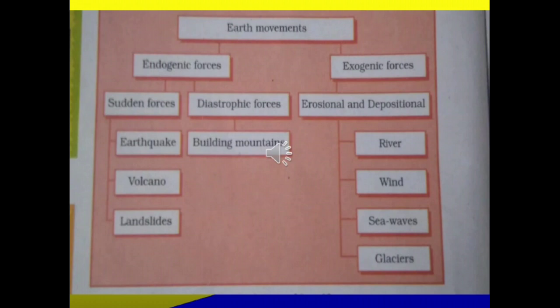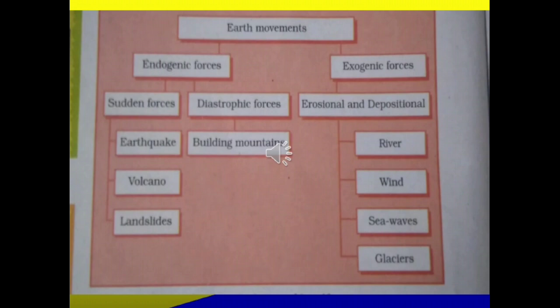In this, some forces are sudden and some are diastrophic forces. Sudden forces work from inside the earth like volcanoes, earthquake, etc. and cause mass destruction on the earth's surface. On the other hand, diastrophic forces also work from inside the earth but have a very slow movement. For example, the process of mountain formation is due to endogenic force only.